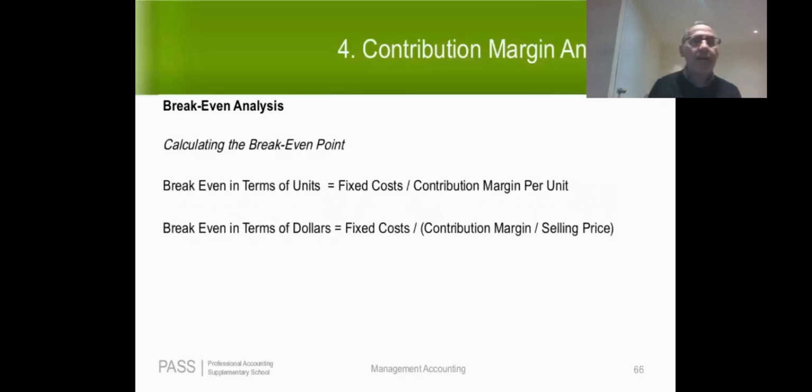Now, break-even analysis. How do you calculate break-even? So you can calculate break-even in terms of units. How many units do I need to sell to break even? The way you would do that is by taking fixed cost divided by contribution margin per unit. You can also calculate break-even in terms of dollars by taking fixed cost divided by contribution margin percentage. Contribution margin percentage means contribution margin per unit over selling price per unit.